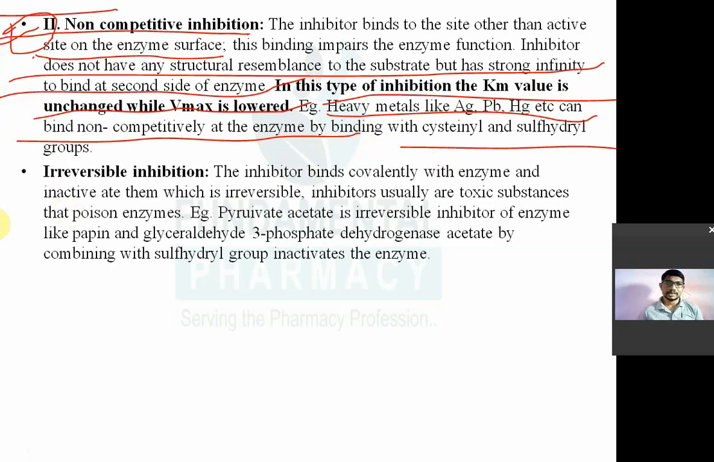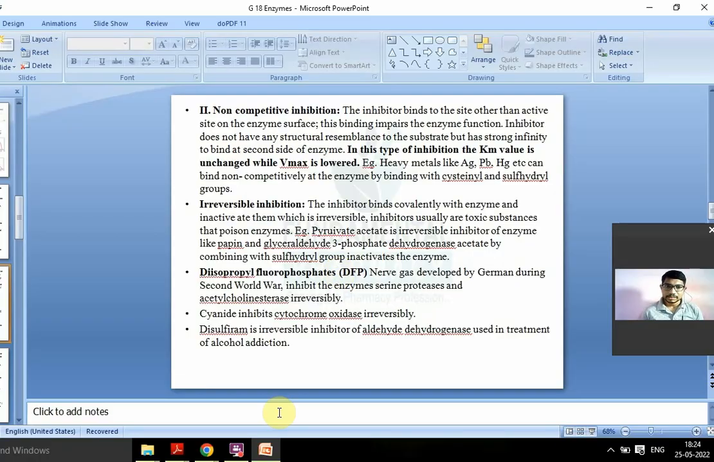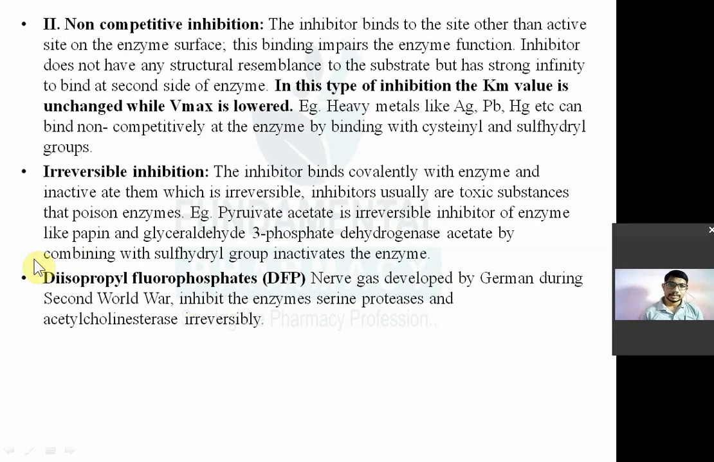Now next one is irreversible inhibition. In competitive as well as non-competitive inhibition, the binding of inhibitor with the enzyme was non-covalent bonding. Now in this irreversible type of inhibition, there is covalent bonding between your inhibitor and enzyme.